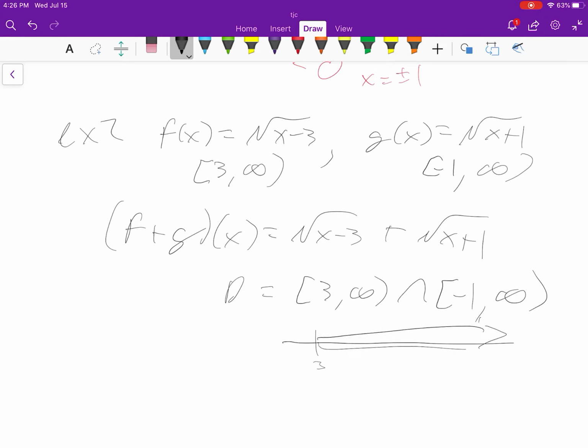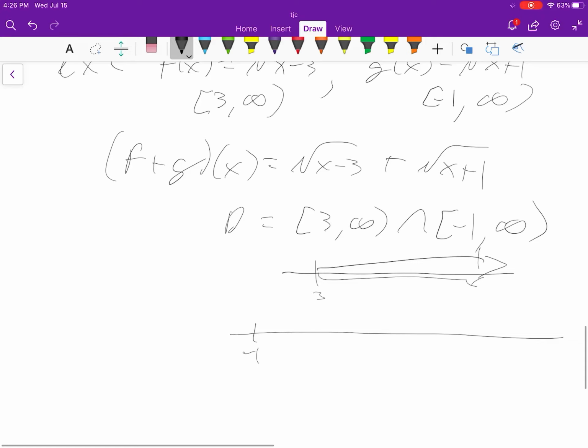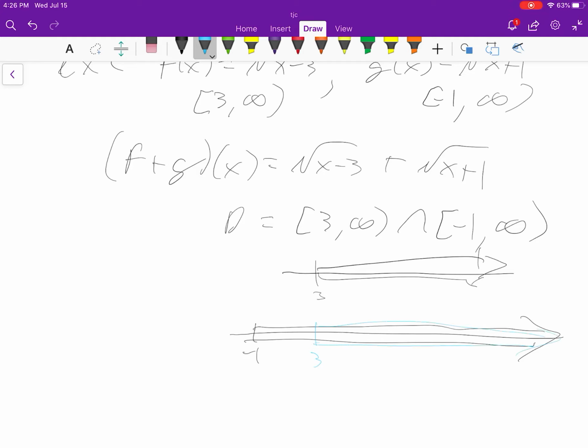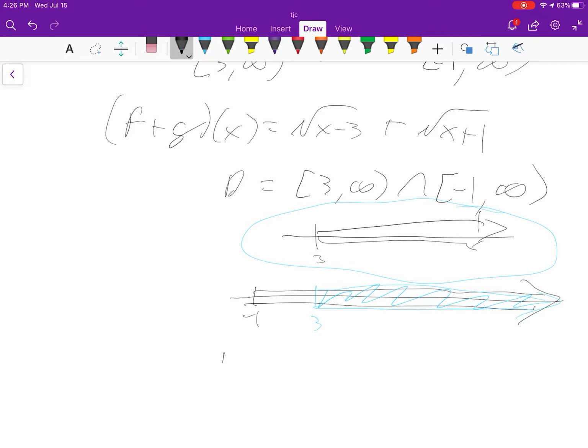Here is the first one, here's 3 going this way. The second one is down here, negative 1 going this way. Well, what's the intersection? The intersection is where the two overlap. Where do they overlap? I'll do it in blue here. They overlap here at 3. They're both going this direction after 3, right? So this is the overlap, which is just this part here. So the domain of the new function will be the more restricted domain, is what it's basically getting at.